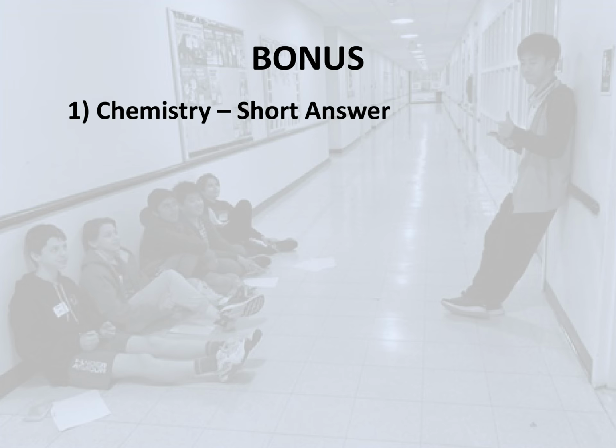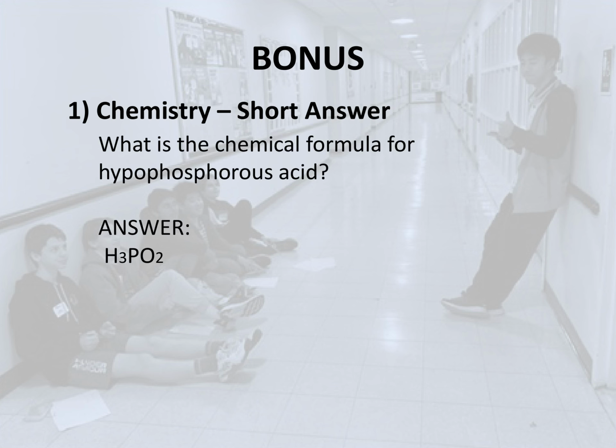Bonus 1. Chemistry, short answer. What is the chemical formula for hypophosphorus acid? Answer: H3PO2.